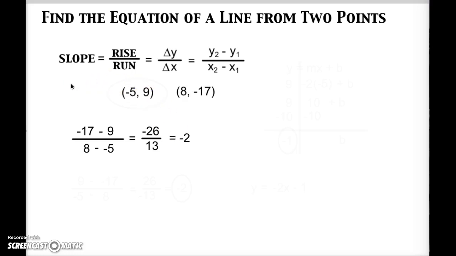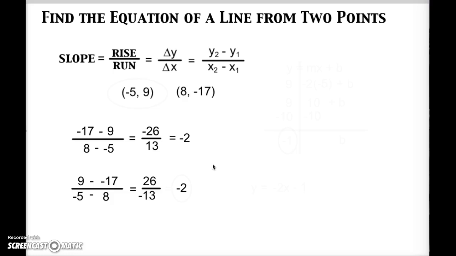I want to show you that I could have picked either point as my first point. So in this case, I'm going to go back and show you I get the same slope if I take 9 minus -17 and divide that by -5 minus 8. So let's do that down here. I'll take my first y value, which is 9, and I subtract -17, and I'm going to divide that by -5 minus 8. Well, 9 minus -17 is just going to be equal to +26. And if I divide that by -5 minus 8, I get -13. Well, 26 divided by -13 is also just -2.